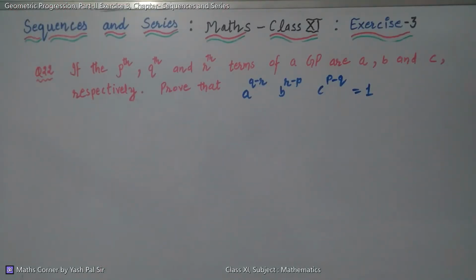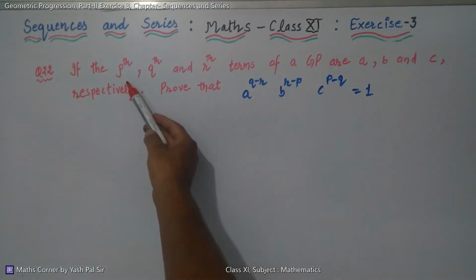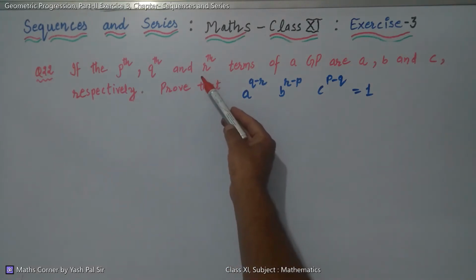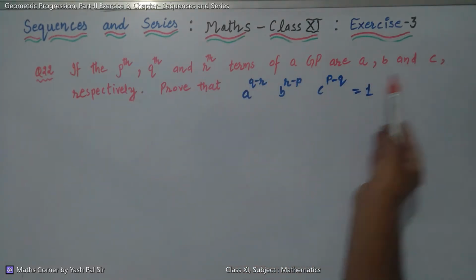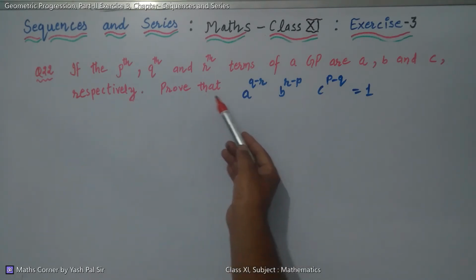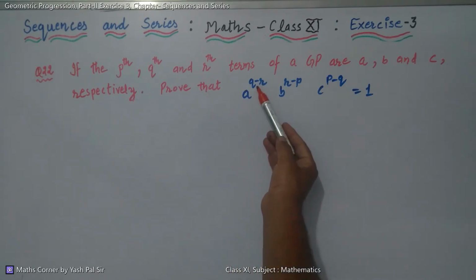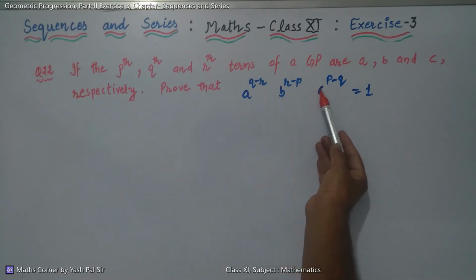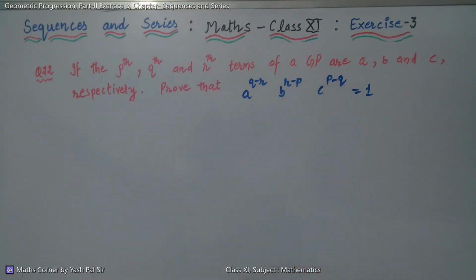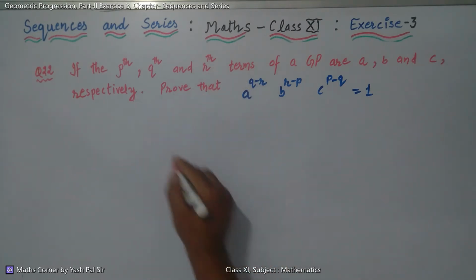Question number 22. If the pth, qth and rth terms of a GP are a, b and c respectively, prove that a raised to power q minus r, b raised to power r minus p into c raised to power p minus q is equal to 1. So we are taking a GP. What is the formula for a GP term? How to find the term?